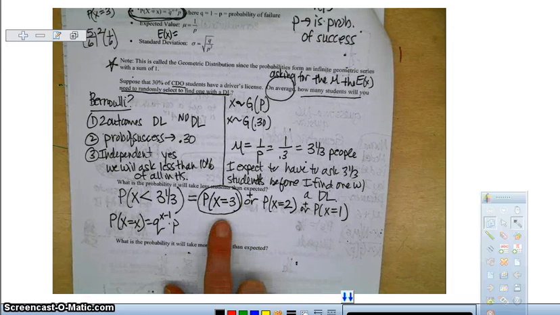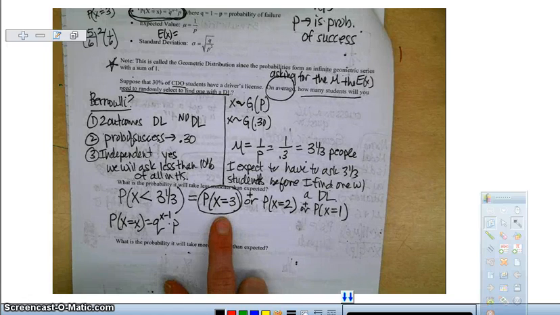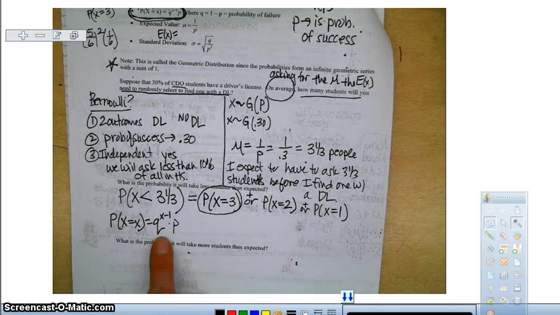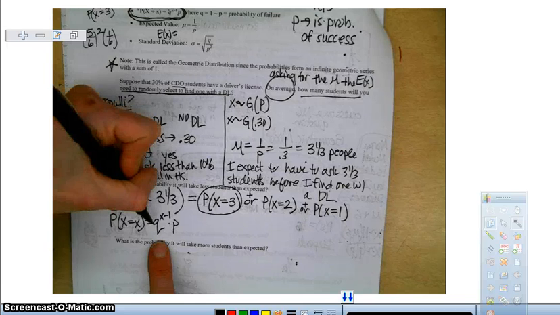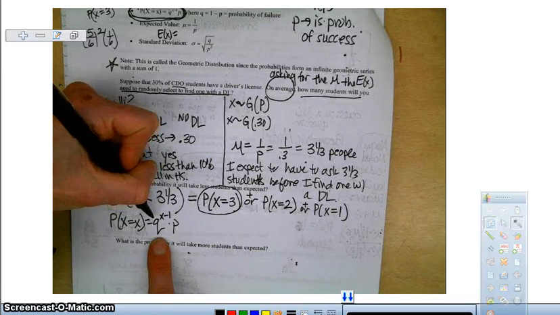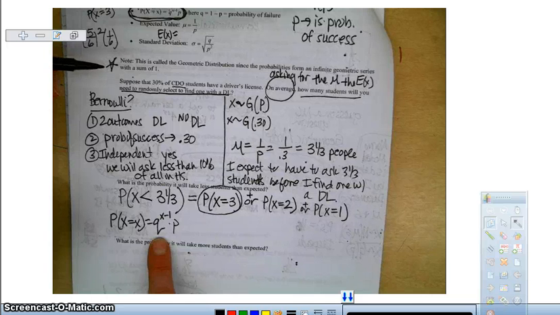So the probability that I had to ask exactly 3 people, remember, is the first 2 people say, nope, I don't have a driver's license, and then the third person says yes. That's what this formula is going to calculate. So that'll be Q. What's Q again? Probability of failure. What was the probability of failure here? If the probability of success is 0.3.